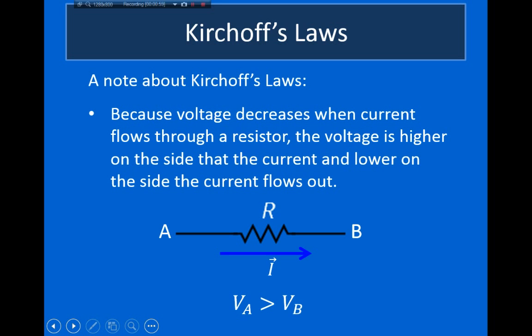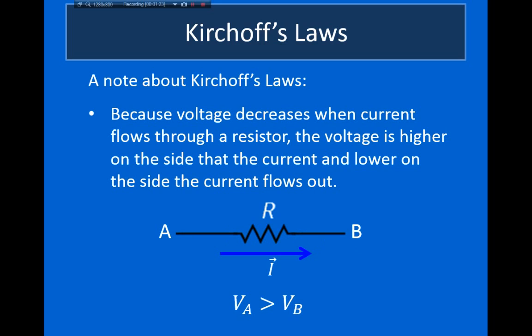Another important thing about applying the loop rule is that if we think about this circuit down here, when current flows through a resistor, the voltage decreases. So in this example at the bottom of the screen, the current is flowing from point A to point B, which means that the voltage at point A is higher because the voltage decreases as we move from left to right.